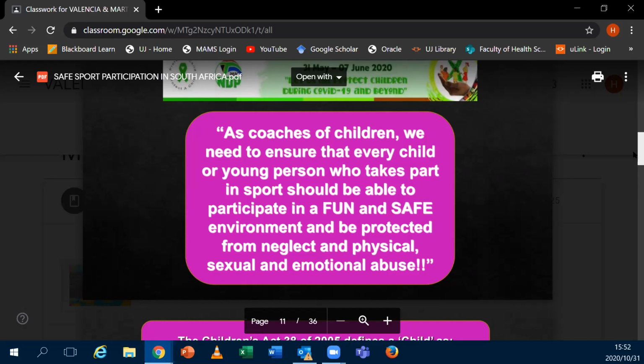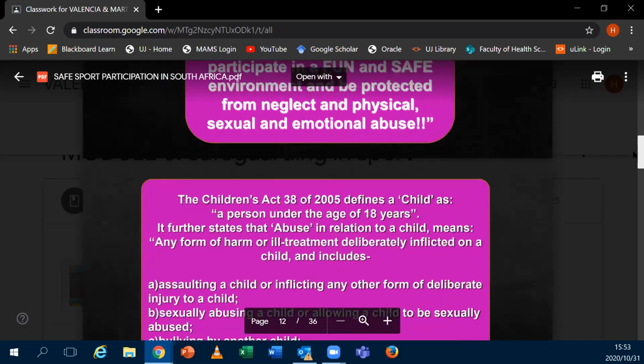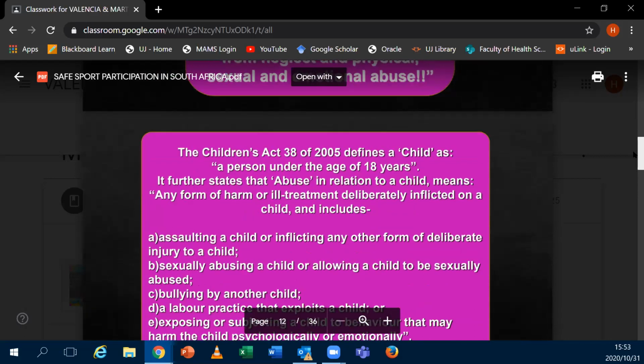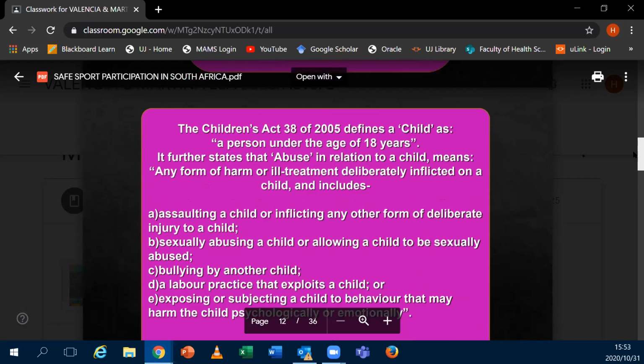If you see or you know any of your coaches that are neglecting some of your athletes, or verbally abusing them, shouting and screaming at them, call them out, because we have a zero tolerance policy for anything like that with regards to our athletes.